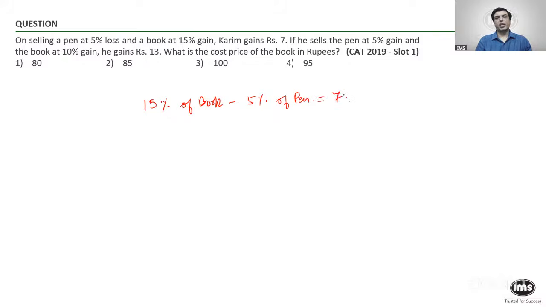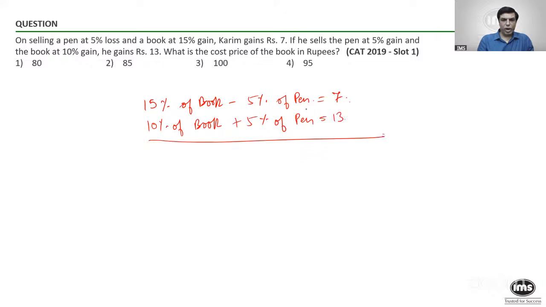And in the second case, he is making 10% gain on the book. So when I say 15% of book, basically we're talking about the book cost price. So 10% of book cost price, and then he gains 5% on pen, plus 5% of pen cost price is 13 rupees. If you add this, minus 5% plus 5% is going to get cancelled. So we get 25% of the book cost price is 13 plus 7, 20 rupees.